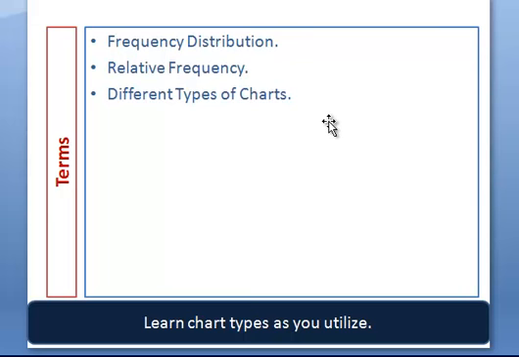A couple of the key terms are all in your book. Frequency distribution gives you a layout of how frequent different categories are. We show you how to do that in Excel. Relative frequency just takes the absolute frequency and puts it in percentages or relative amounts. And then the other terms that are in there are the plethora of different types of charts.